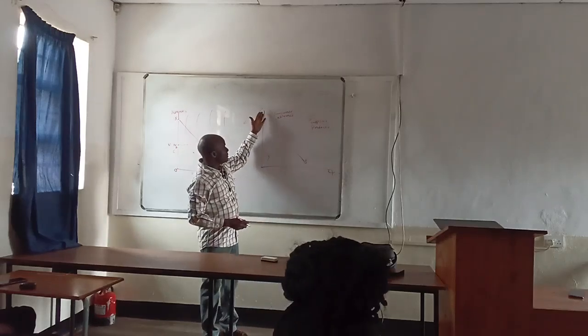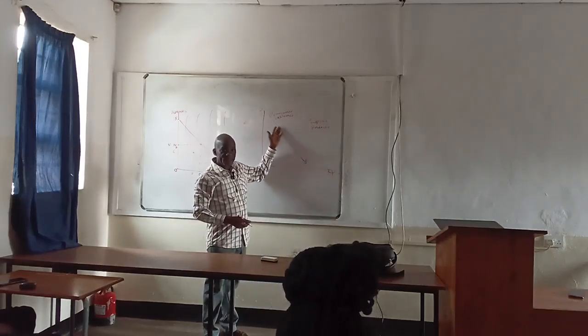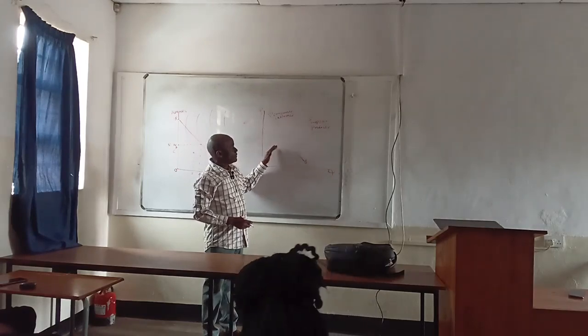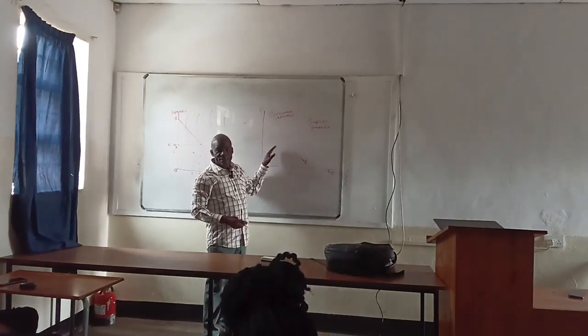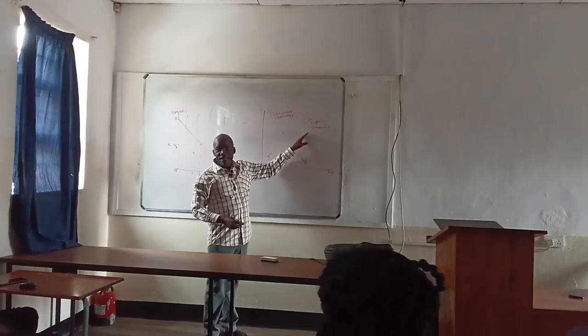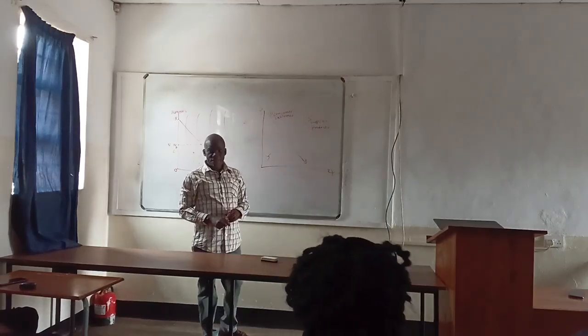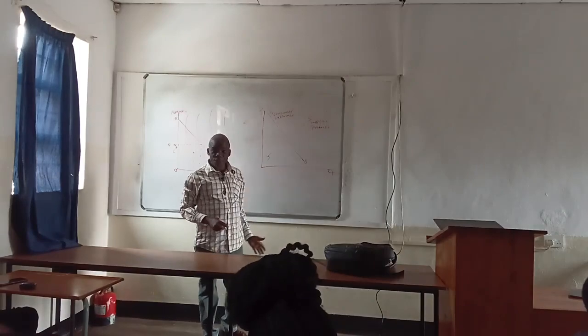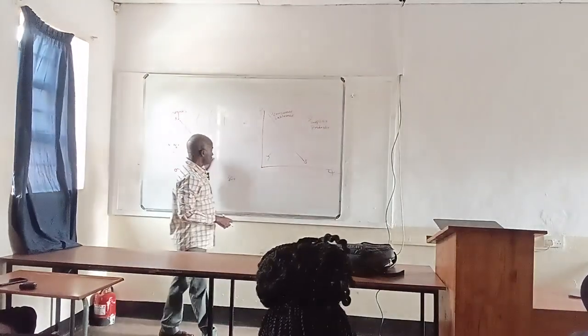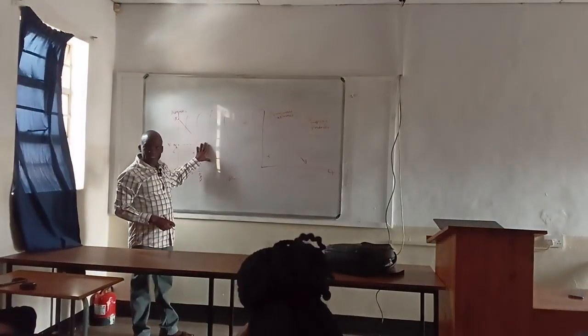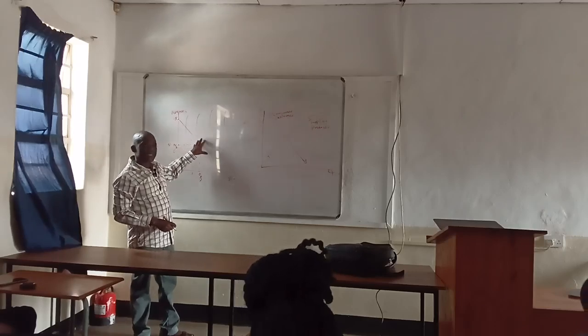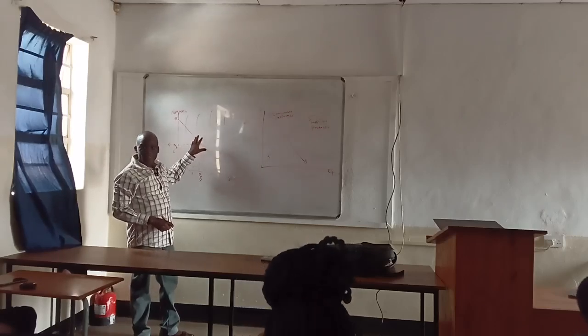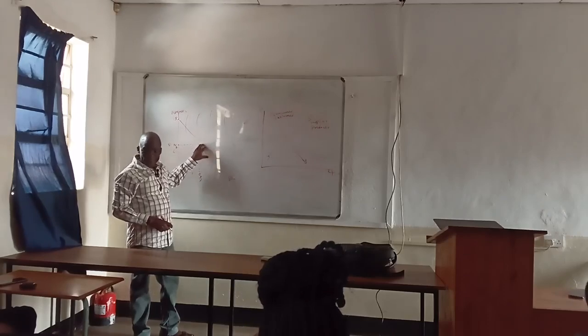Consumers in the market are the ones represented by this demand curve. Producers and suppliers are represented by this supply curve. Now, consumers make choices. They try to maximize their happiness. They try to maximize their utility.